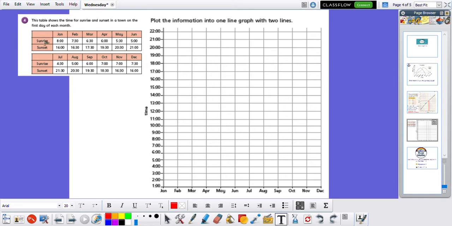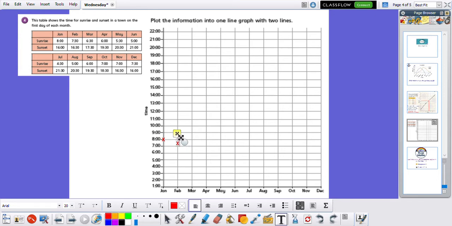So, sunrise first. I'm going to do all of sunrise in the first table, and all of sunset in the second table. Sunrise in January was at 8 o'clock, 8 a.m. Remember, your points always need to be on the line, never in the middle, always on the line. And then February, it was 7:30, so it's between 7 and 8.